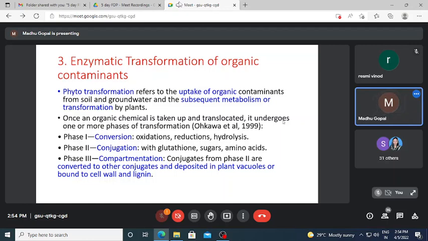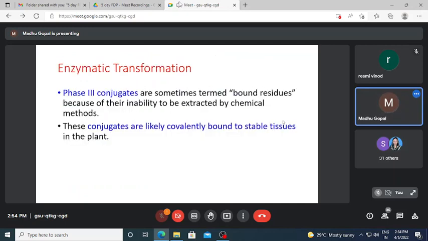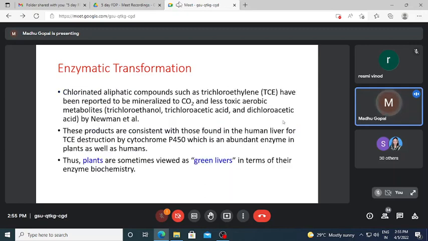lignin. So the vacuole and all are part of the plant cell structure. Sometimes these phase 3 conjugates are referred to as bound residues because of their inability to be extracted by chemical methods. It is a sort of immobilization. They get bound to the cell, and most likely they will be covalently bound to stable tissues in the plant. A lot of studies have been done on different mechanisms, mostly, as I told you, carried out in the laboratory.